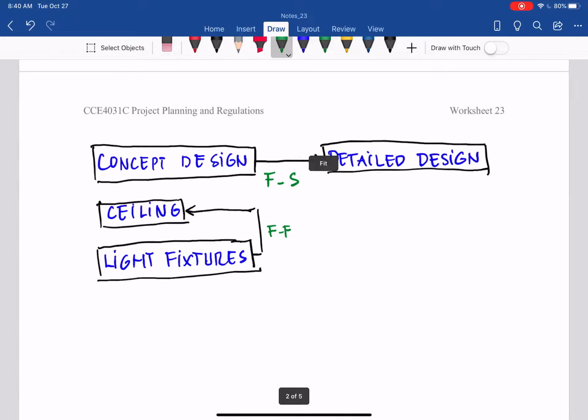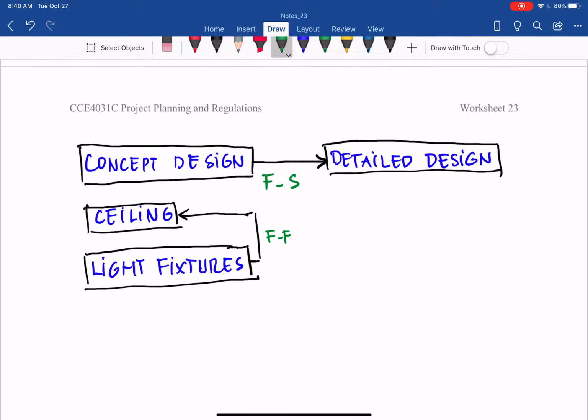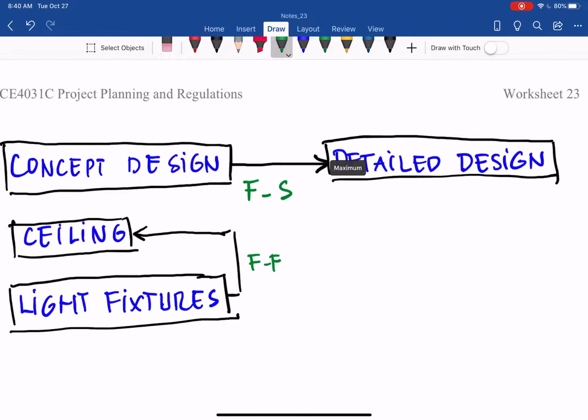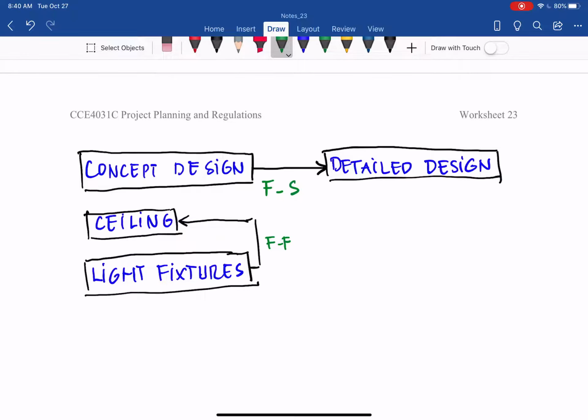If you go from the right side, finish, to the left side, start, that way you have the finish to start. And if you go right to right, then it is finish to finish. So in this case, light fixture is the predecessor and ceiling is the successor, and it is finish to finish. It means that you cannot complete the ceiling before you complete the last fixture. You can work on the ceiling, but when the last fixture has been completed, then you close out the ceiling surrounding the last fixture.